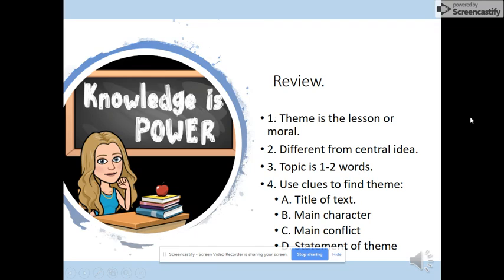You can use clues to find theme, like the title of the text, the main character, the main conflict, and the statement of theme. So make sure you have all of those questions answered in your composition book, all four of them with an answer underneath.